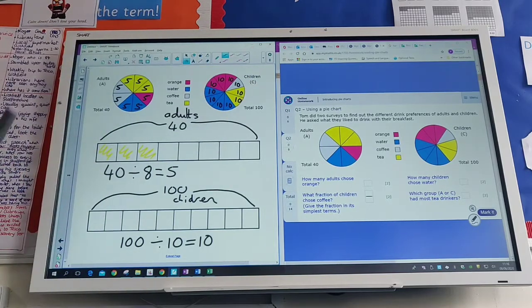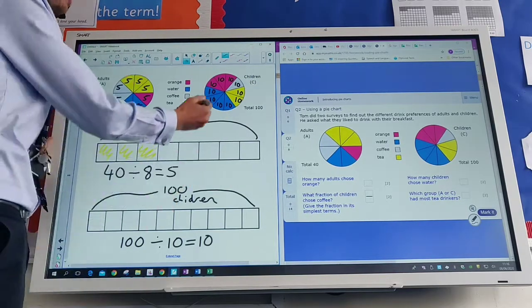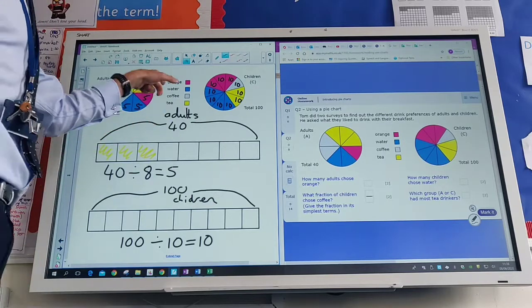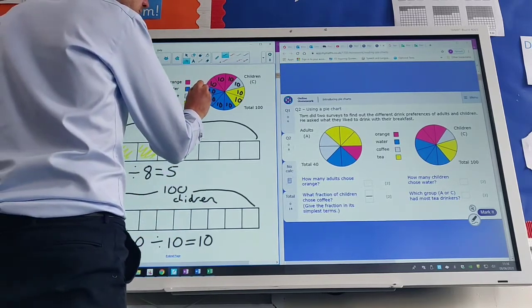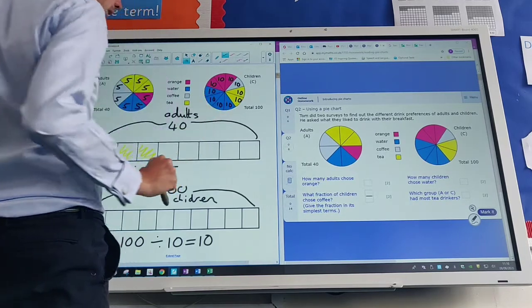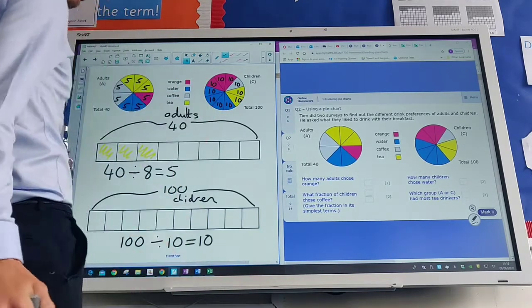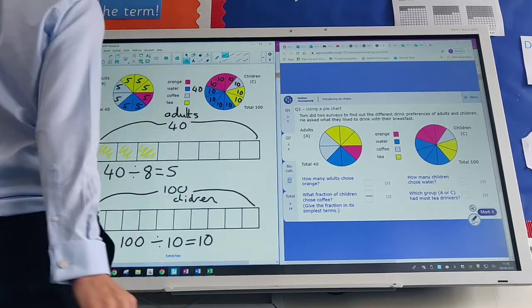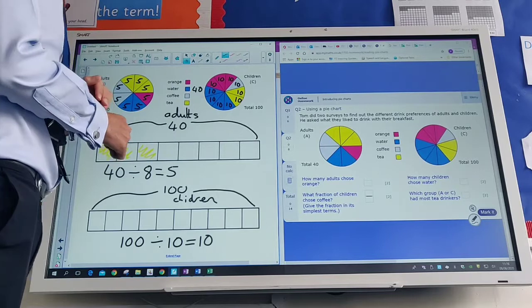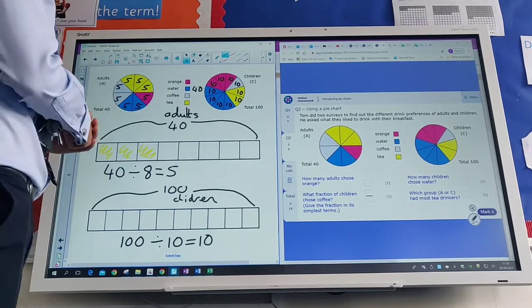Okay, each part is worth 10. Now I might look at how many children said that water was their favourite. And I can count that there's 1, 2, 3, 4 parts. So that will be 4 times 10. So 40 children said water was their favourite. And you can work out the other ones around that.